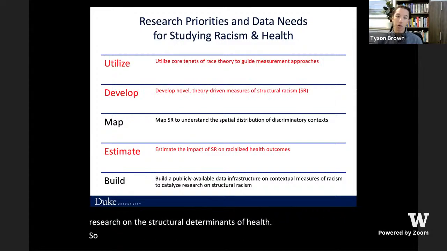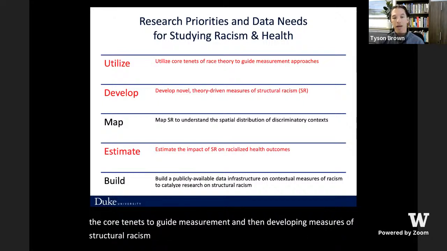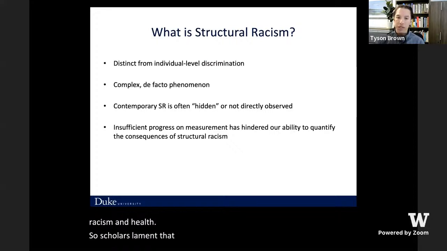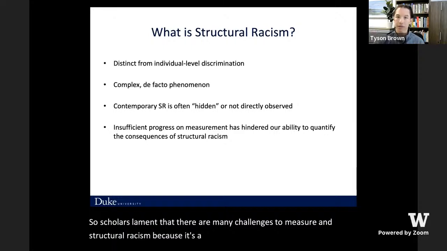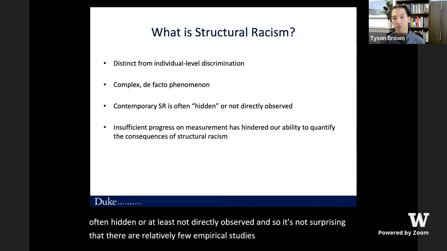My talk today will primarily focus on three things: utilizing the core tenets to guide measurement, developing novel measures of structural racism, and estimating the association between structural racism and health. Scholars lament that there are many challenges to measuring structural racism because it's a complex and insidious de facto phenomenon that's often hidden, or at least not directly observed. So it's not surprising that there are relatively few empirical studies that explicitly measure it.